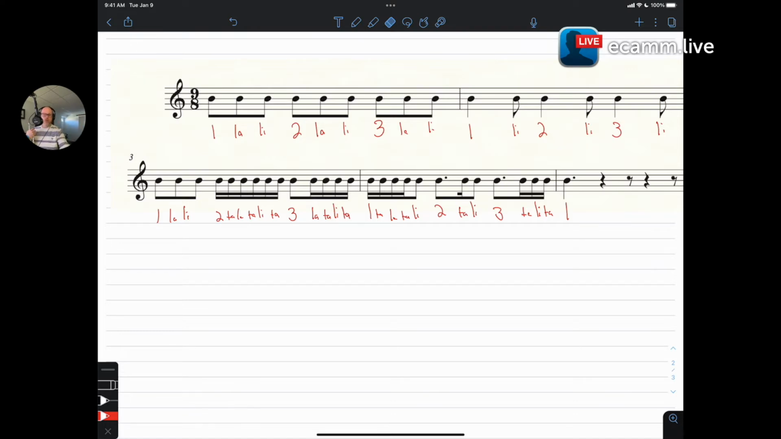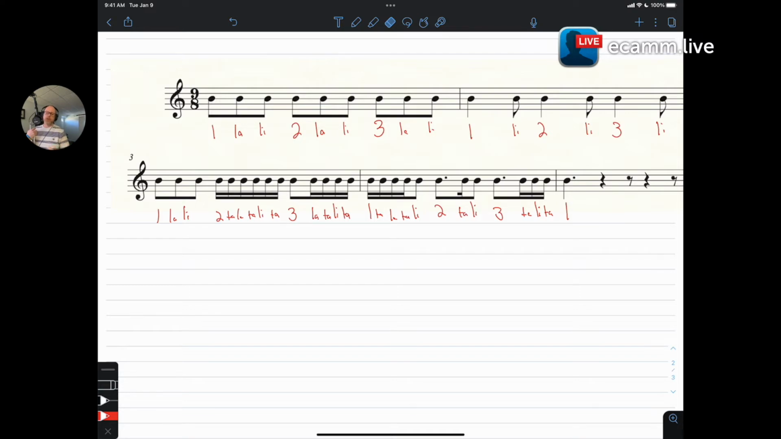1 lolly, 2 lolly, 3 lolly, because really there are only 3 beats in a measure of 9/8, but it's subdivided within 3 each, so a total of 9 eighth notes. So let's do measure 1 together again. Ready? Go. 1 lolly, 2 lolly, 3 lolly.